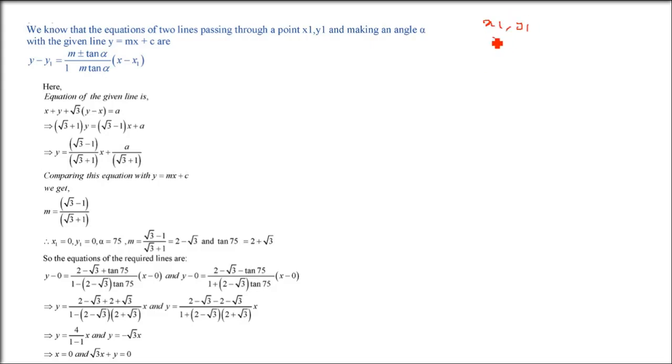Coming to the second question: find the equations to the straight lines which pass through the origin and are inclined at an angle of 75 degrees to the straight line. This line is given. First of all, it is passing through origin, so x1, y1 is 0. And then the equation is given and the angle is also given. Alpha is 75 degrees. So this alpha you can write as 45 plus 30 or 30 plus 45.